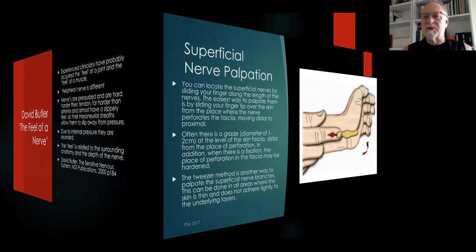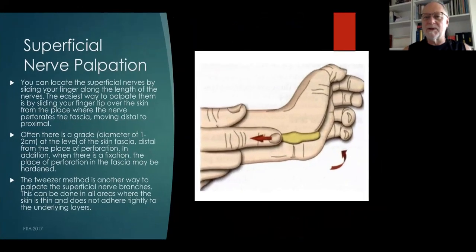But Burrell also talks about superficial nerve palpation. And so the median nerve is one that we can often find. We go where the nerve perforates the fascia, and we can move distal to proximal. You're basically at the level of skin, and we'll teach you how to use this idea of where to palpate the nerve and how to feel it.